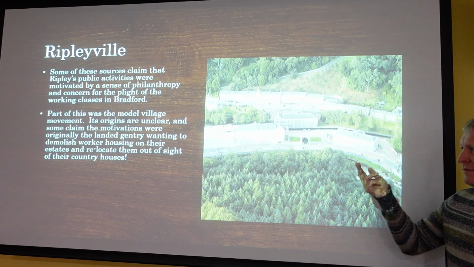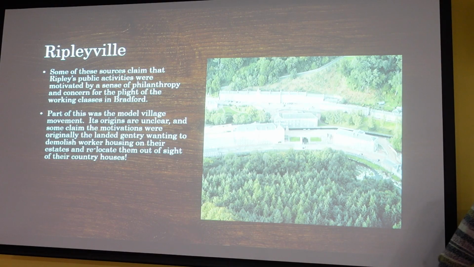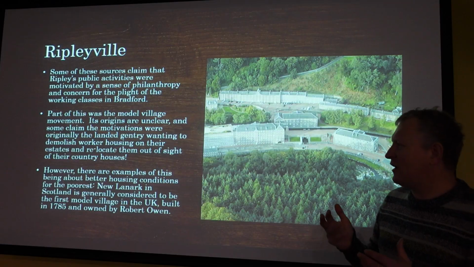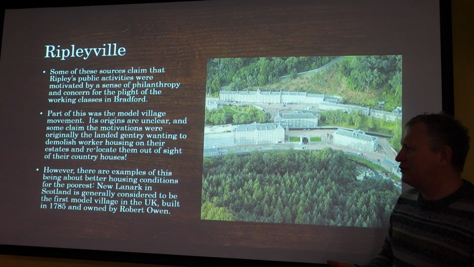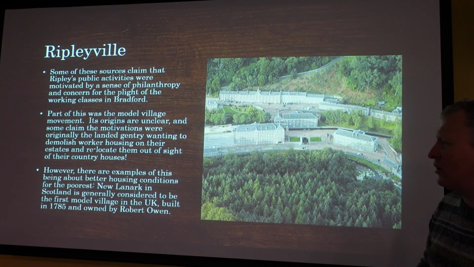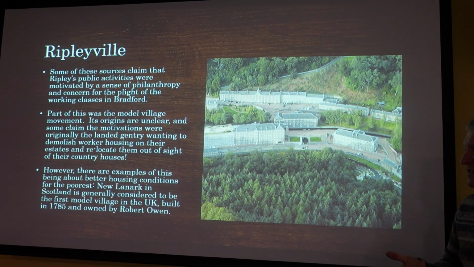Anyway, some people think that was the beginnings of the model village movement, but there are examples of it definitely being about improving housing conditions. So there was New Lanark, which there's a picture of here, in Scotland, which is generally considered to be the first model village. It was built in 1785, by Robert Owen.